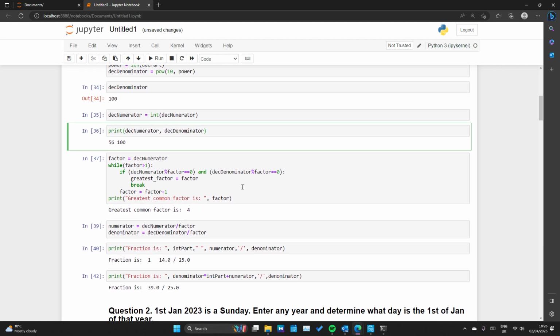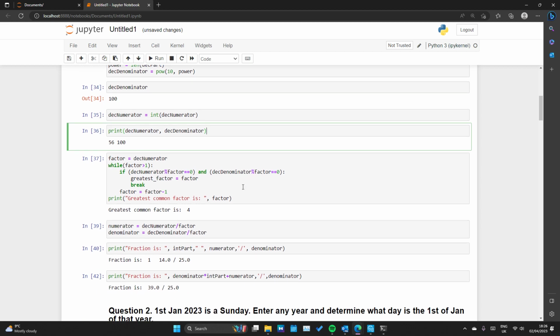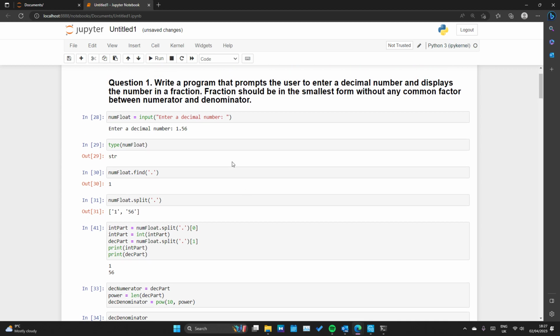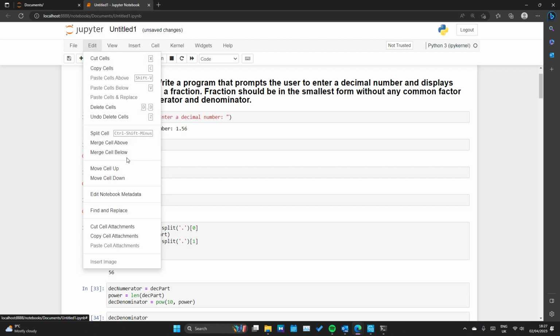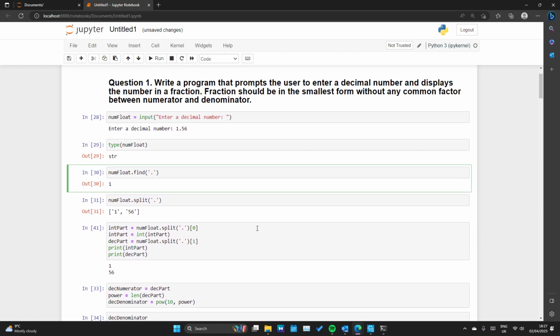If I don't want to, I can merge all the cells together to get the program. Okay, I will leave it as it is for now. But you know that if you don't want to run the cells separately, you can just merge them using in edit. You have this merge cell above or merge cell below, and you can merge all the code together so that you can run it in just one go. So I hope this was helpful.